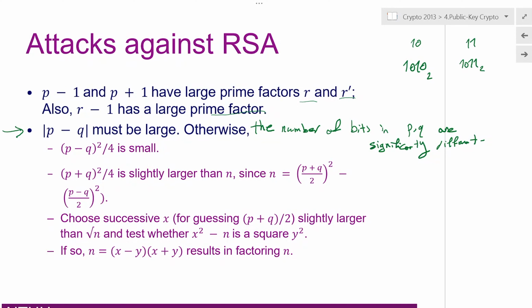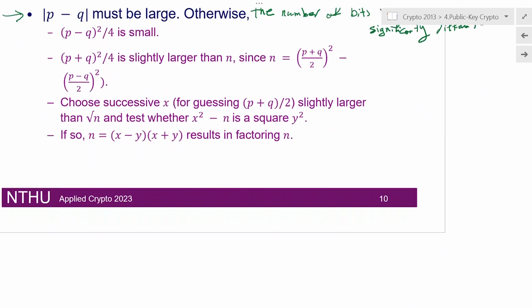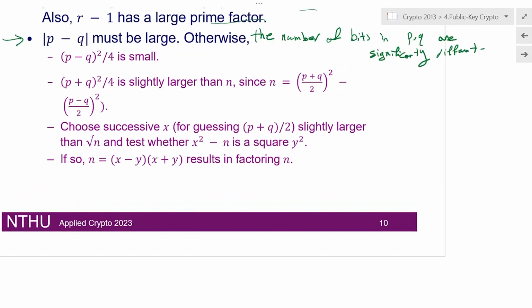So that is not the point. The point is there is an attack, and if this is the case that you choose P and Q to be very close to each other, we can factor N. That's what we are going to show. So the whole thing starts with here, that if P and Q are close, then (P minus Q) squared over 4 is also small. Because this thing is small, if you square something small, you won't really increase it much.